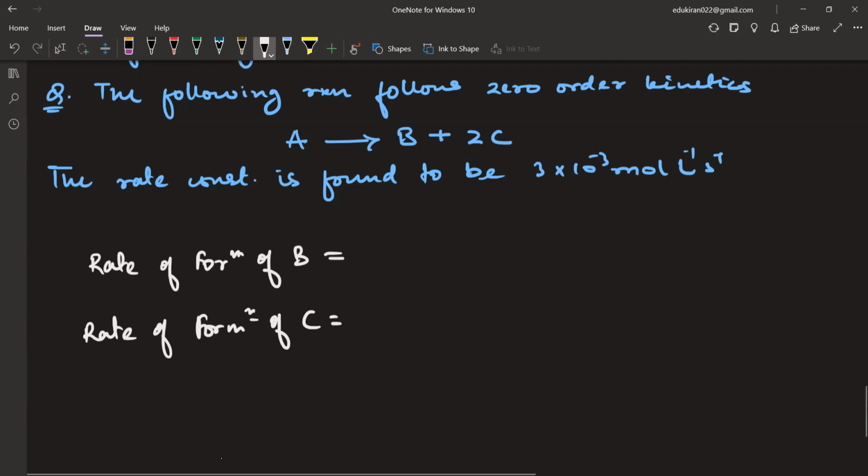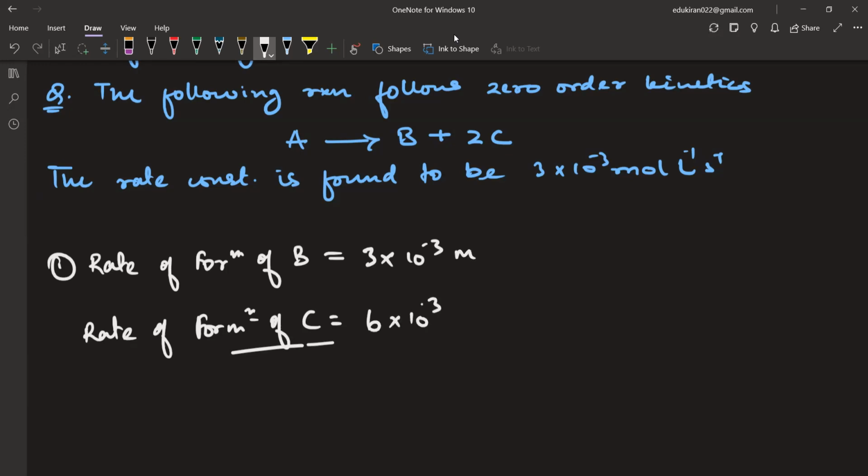Turn your mic on and tell me, whatever you said first. Tell me fast. The rate of formation of B will be equal to 3 into 10 to the power minus 3. And the rate of formation of C will be equal to how much? 6 into 10 to the power minus 3, right? In both the units will be moles per liter per second. Okay.